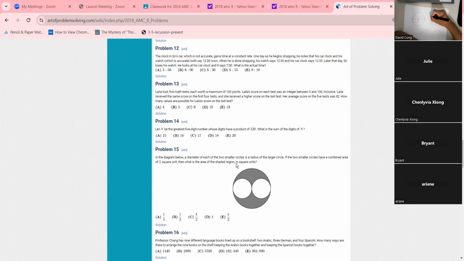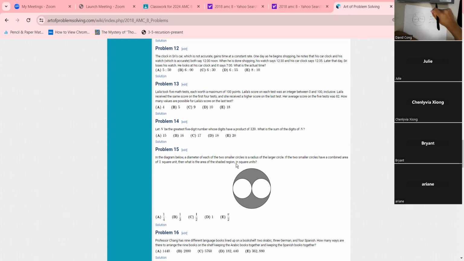The area of a circle is pi r squared. So we have the area of 2 of them: 2 pi r squared is equal to 1. But what do they want? They want the area of the shaded region. The shaded region is the area of the big circle, which is pi big R squared, minus the area of the small circles, which we just said is 2 pi r squared.